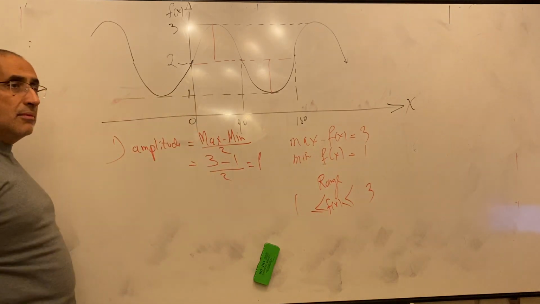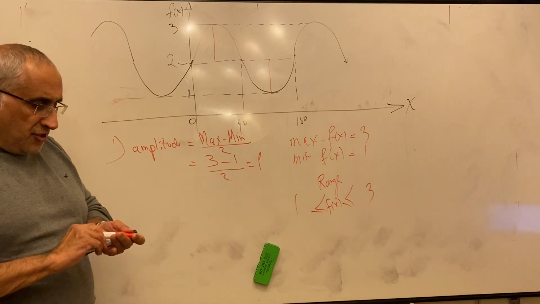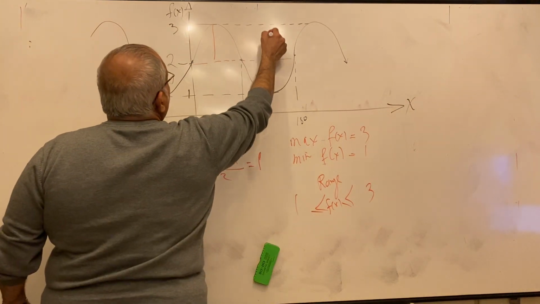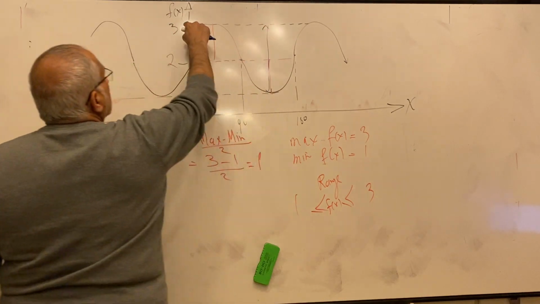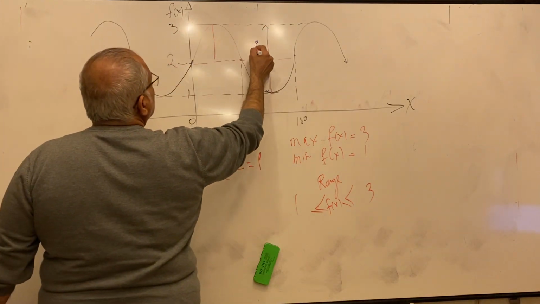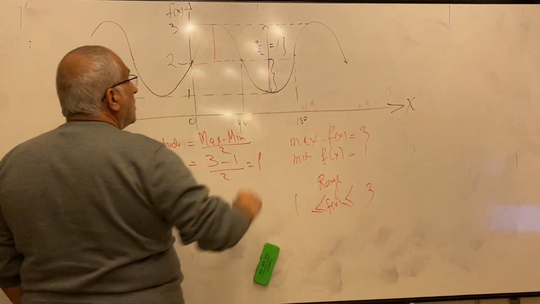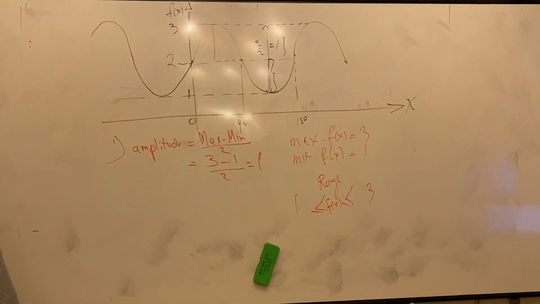Well, it's right. There's another way to see it, ladies and gentlemen. The distance between the highest point and the lowest point is how much? From 3 to 1 is 2. 2 divided by 2 is what? 1. So each one of those is 1. That's a third way to see the amplitude.